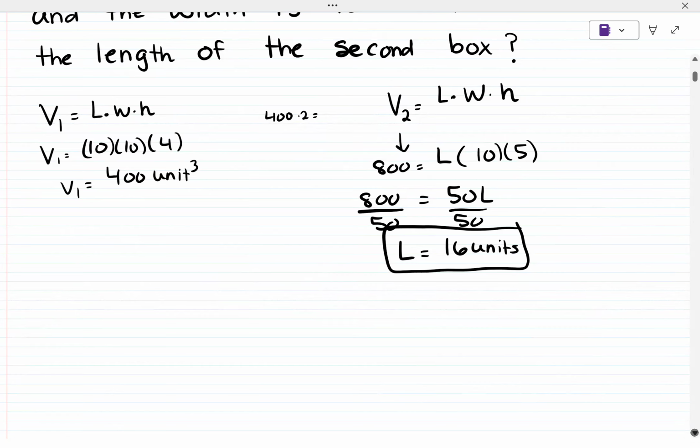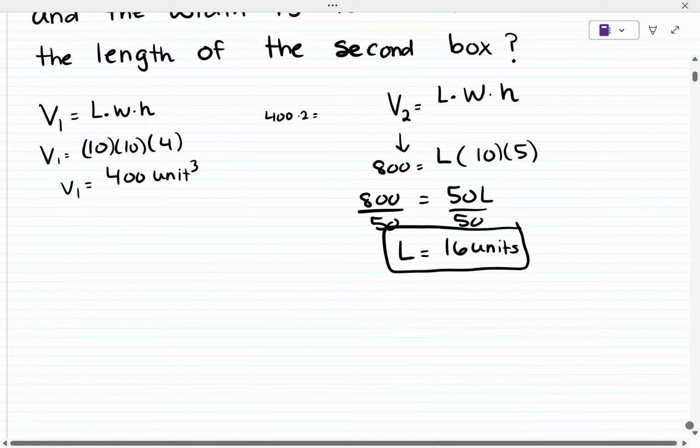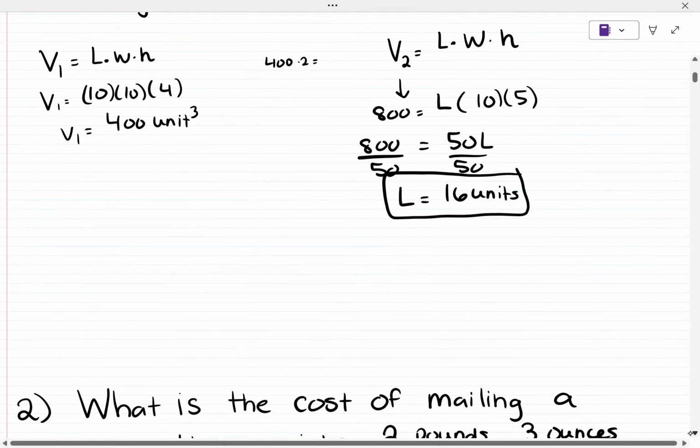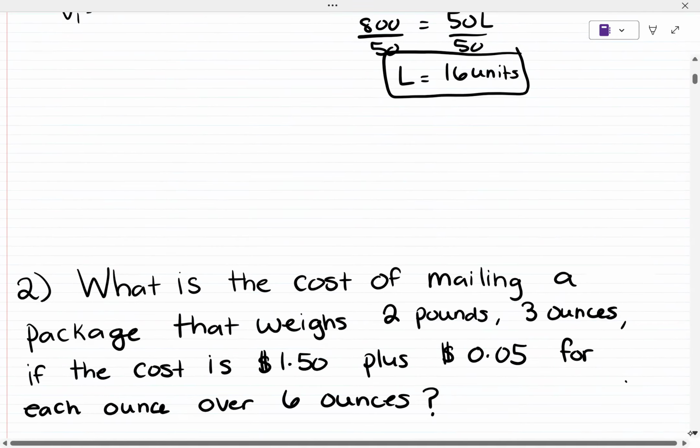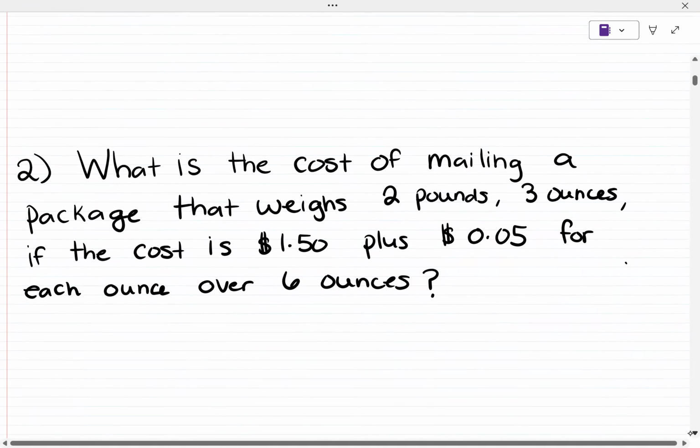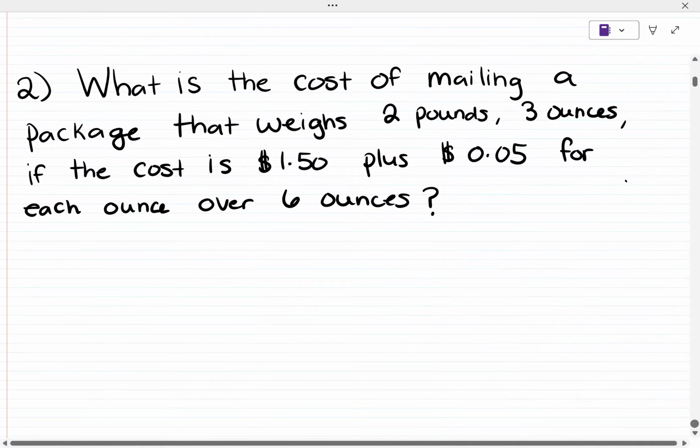And that wasn't too bad. It can be a little bit difficult at first, but just read it and then use what you know. Okay, let's move on to question two.